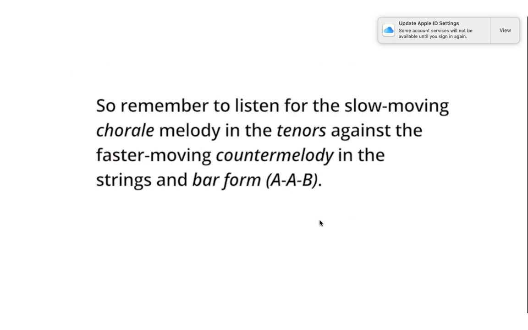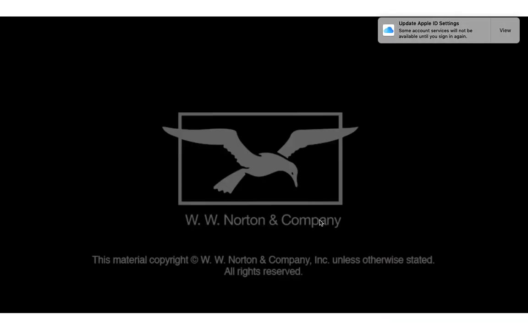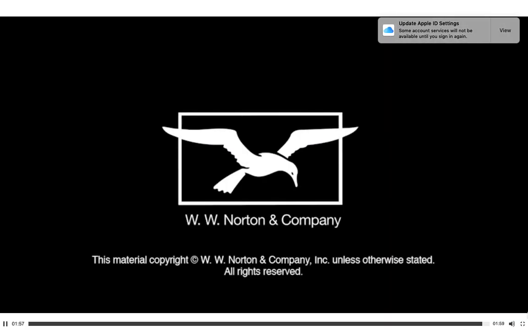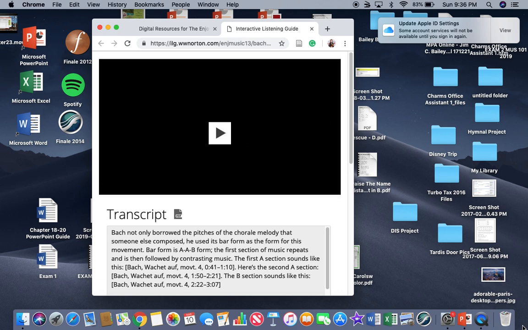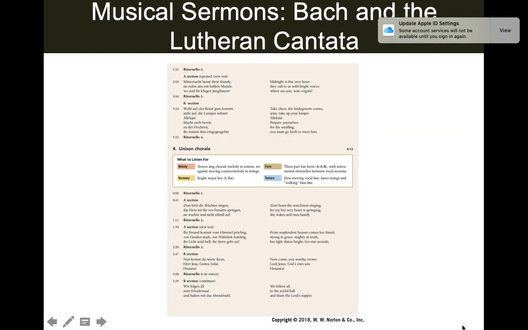So remember to listen for the slow-moving chorale melody in the tenors against the faster-moving counter melody in the strings, and bar form, AAB. So there you go. That's basically what you need to know about cantata. It's a big work based on some religious text, and it's based on a German chorale. That's the big difference between the cantata and the oratorio.